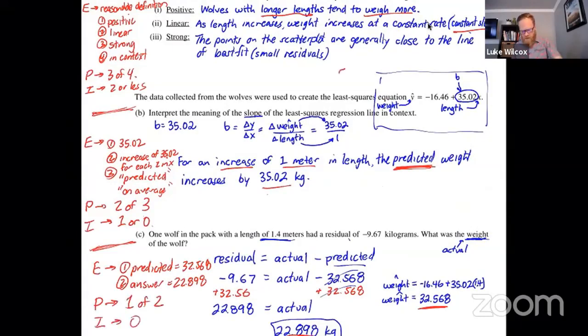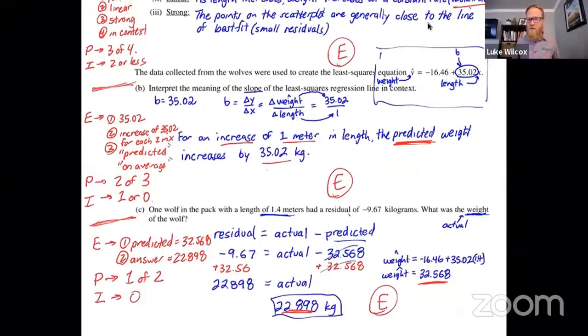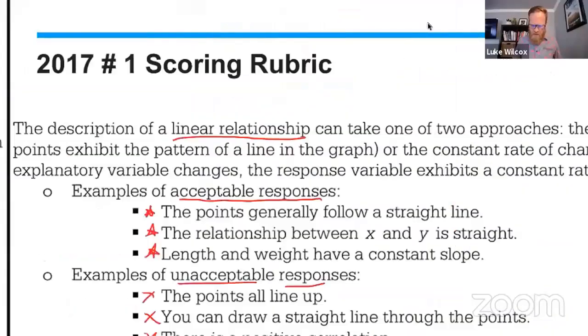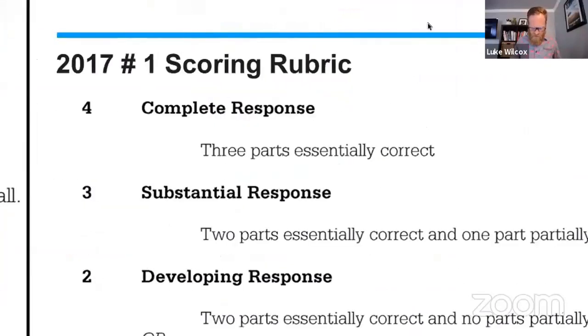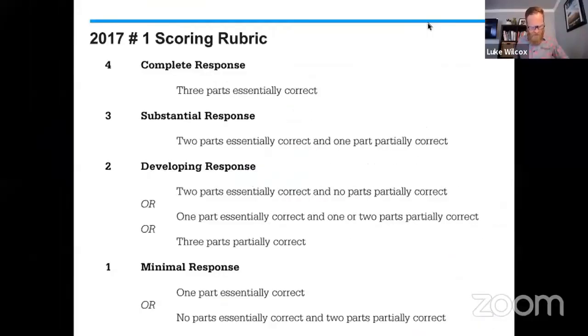So I sure hope that we have essentially correct, essentially correct, essentially correct here. And we can now convert that into a score out of 4 points. And that is going to look very similar to the other rubric that we looked at. In order to get our 4, you got to have 3 essentially correct. For a 3, you're going to have 2 essentially correct and 1 partial. Several different ways of getting a 2 out of 4, and a couple of different ways of getting a 1 out of 4. And remember also that you could get a 0 out of 4.